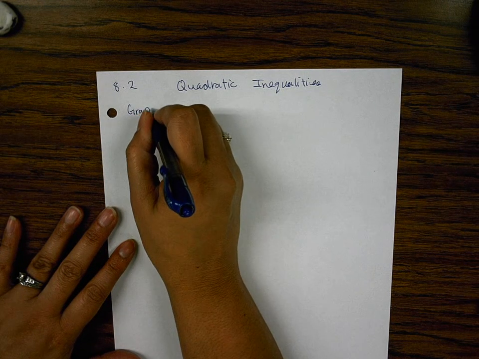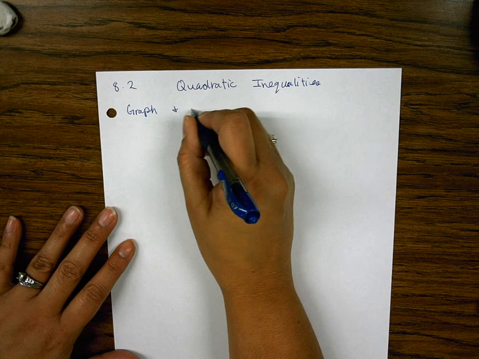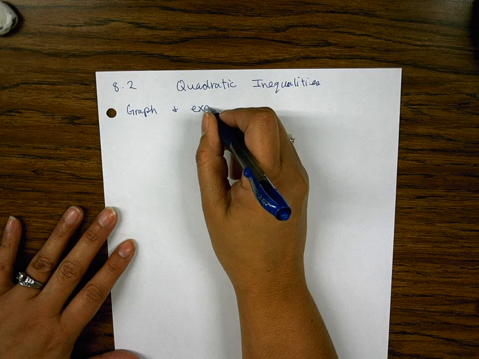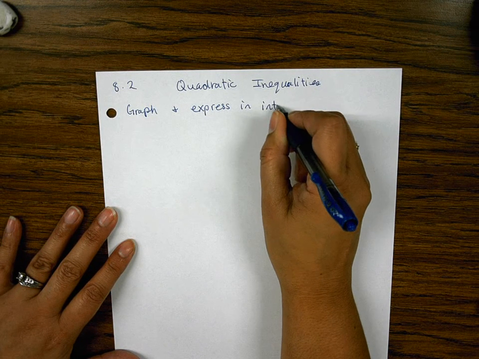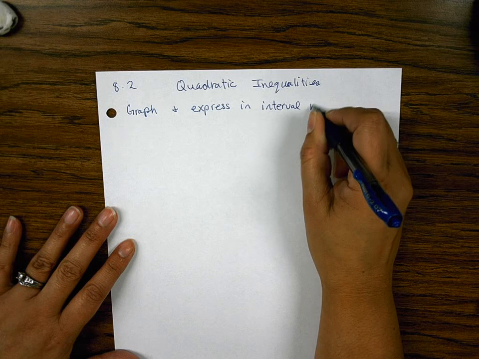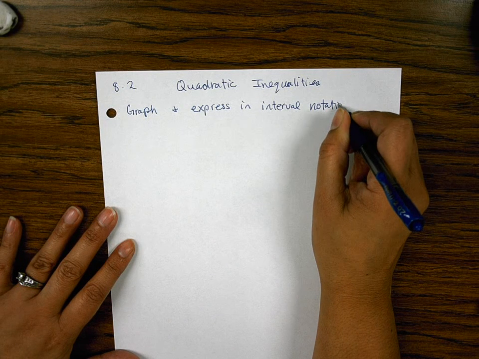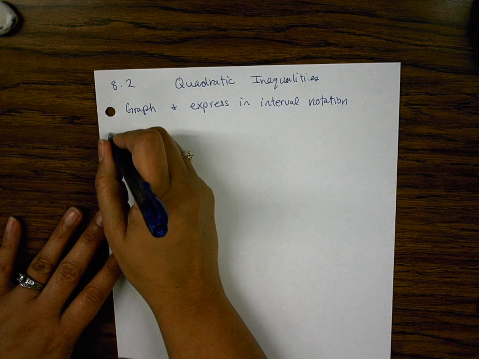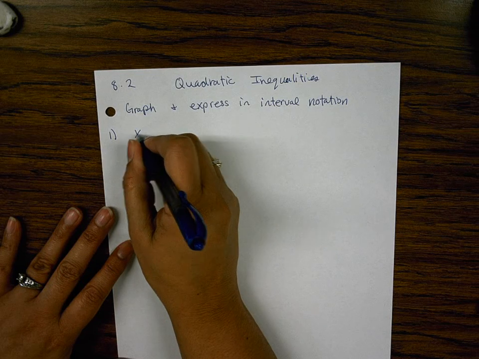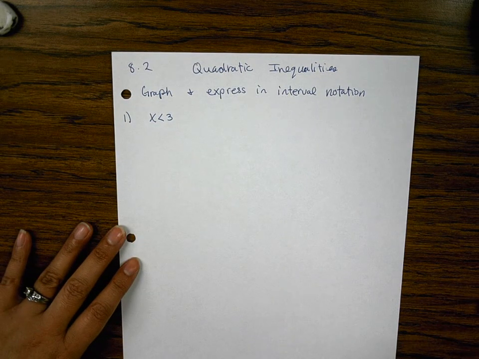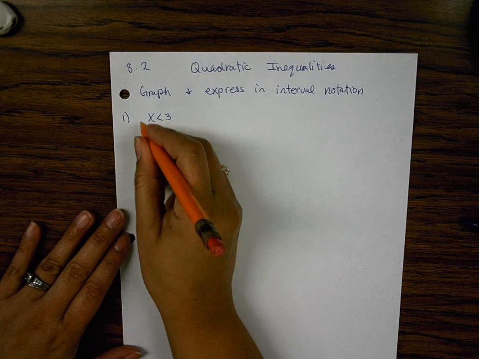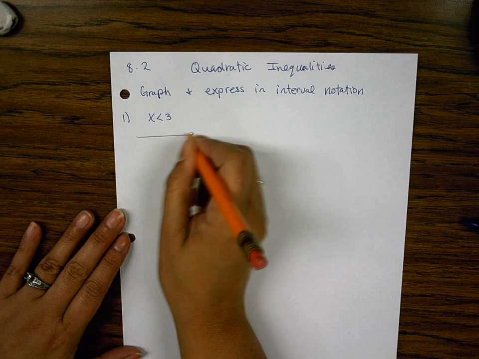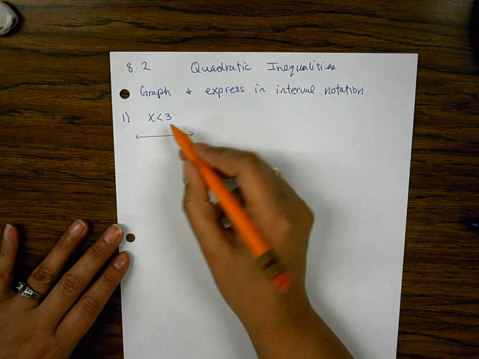All right, graph and express in interval notation. Number 1, x is less than 3. And again, this should be review for you from last year for Math 3. When you do this, and actually this first part is review from elementary school.